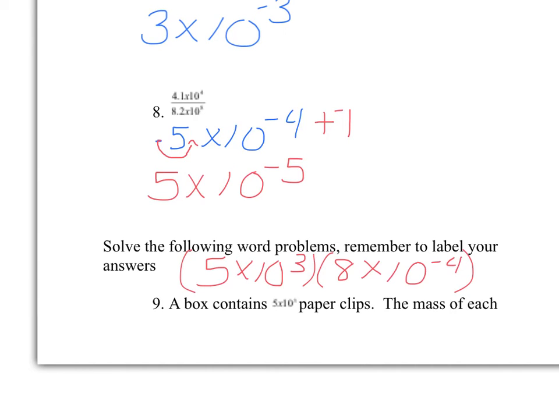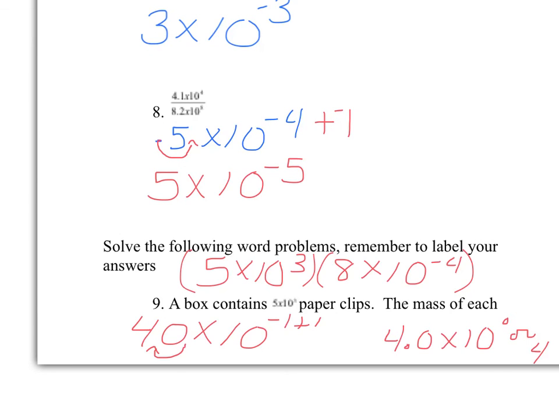So multiply my numbers. 5 times 8 gives me 40. I'm going to add my exponents. 3 plus negative 4 gives me 10 to the negative first. The problem is I still have two numbers in front of that decimal point. So I'm going to move the decimal point forward 1, which means I need to add 1 to my exponent. That gives me 4.0 times 10 to the 0 power, and that's fine. Or 4.0 times 10 to the 0 power is just 4. That would be okay as well.